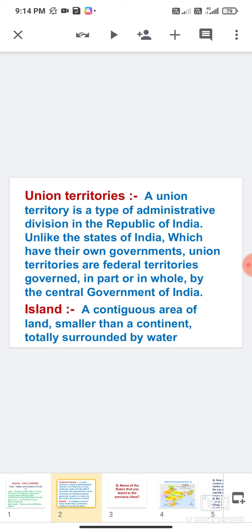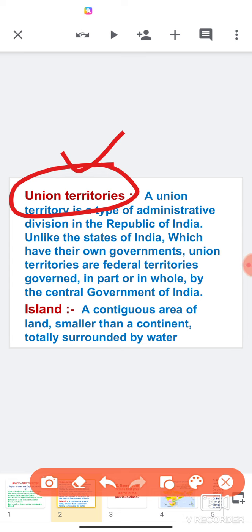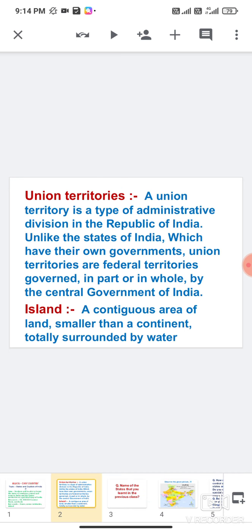A union territory is a type of administrative division in the Republic of India. Unlike the states of India, which have their own governments, union territories are federal territories governed in part or in whole by the central government of India. So the difference between union territories and states is that states have their own government, but union territories don't have their own government. They are ruled by the central government. So that is the difference between union territories and state government.